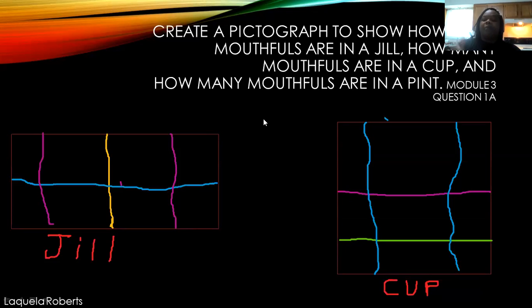Here we go. Our cup is on our right. A cup is made up of 2 gills. So let's figure that out, which means it's 4 jacks, meaning it's 8 jiggers and 16 mouthfuls. If you want to check and see if that's correct, we can count them. Here we go. There's 1, 2, 3, 4, 5, 6, 7, 8, 9, 10, 11, 12, 13, 14, 15, and 16.